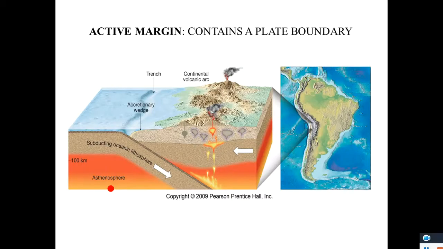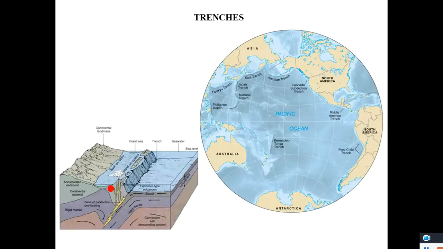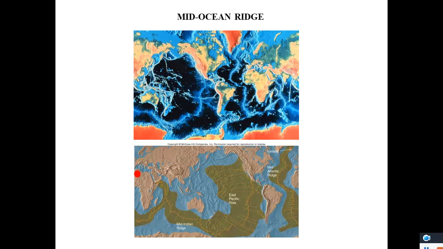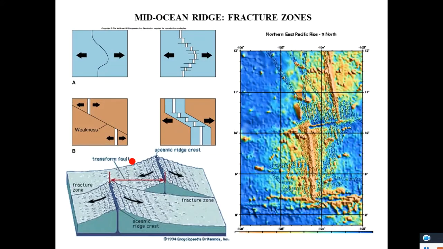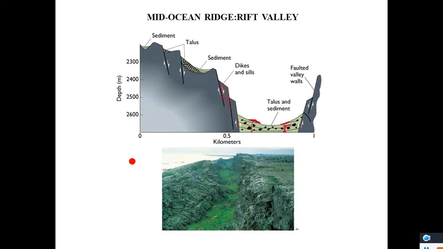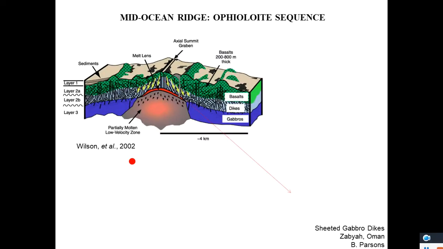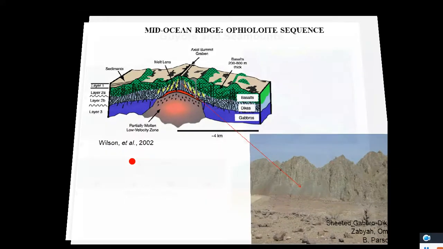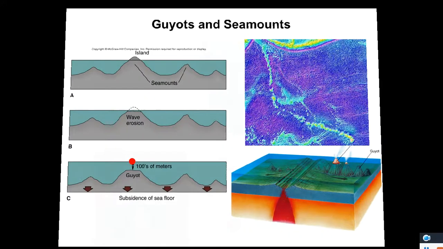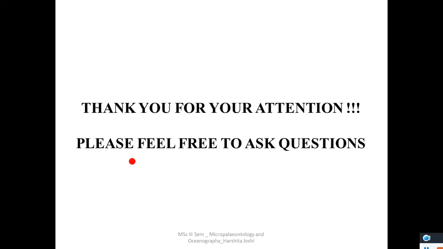Then we understood what active margin is. Then we saw what are the various features we find in the active margins, or the features which are related to plate tectonics. Then we understood what mid-oceanic ridges, various fracture zones, various rifts, valleys, and various ophiolite sequences can be found there, and various guyots, seamounts, reefs, atoll can be seen here.